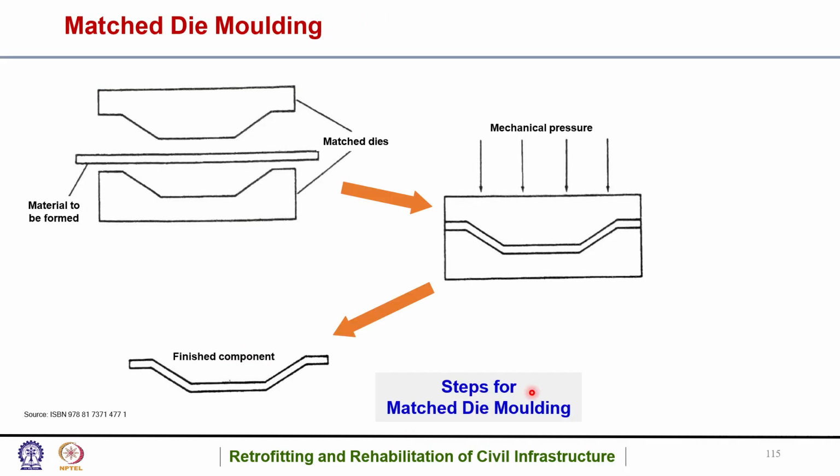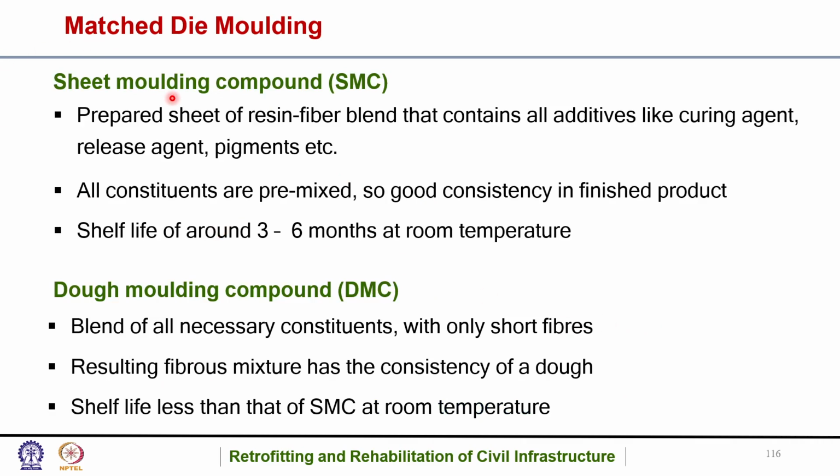So this is the steps for match die molding. Okay, so these are the match dies, and this is the material to be formed. So this is formed, after forming, the mechanical pressure is applied, and this is the finished component. Okay, so this is basically the match die molding process. So here inside match die molding there are various types of compounds. Okay, so one is sheet molding compound SMC.